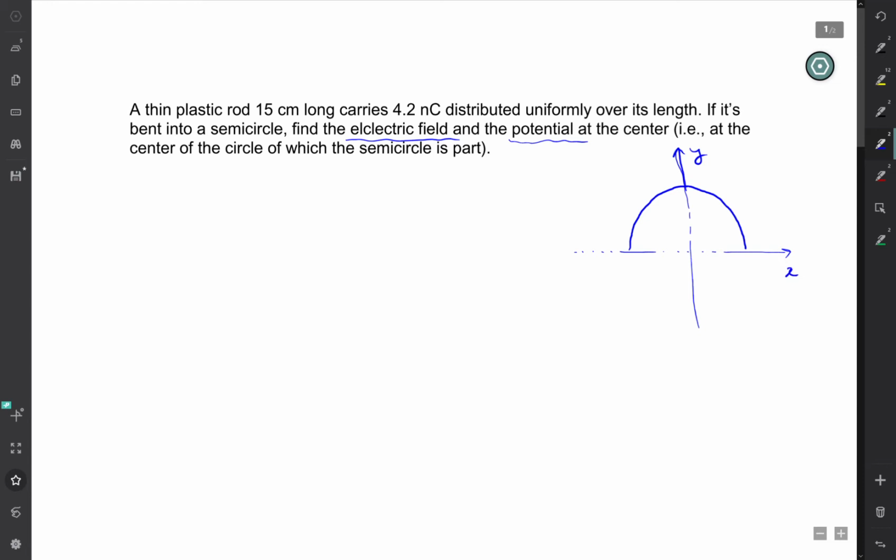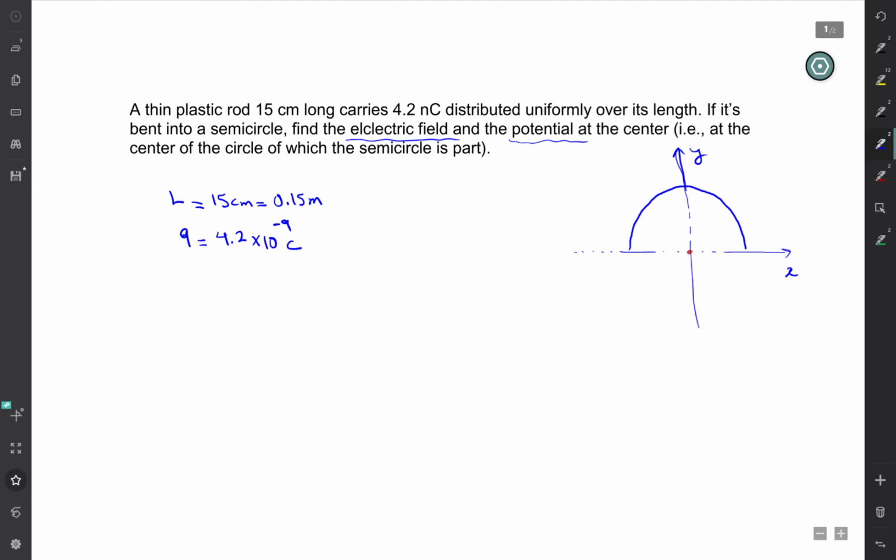The length of this semicircle, which is basically the arc length, is equal to 15 centimeters, and you can convert that into meters. So that's going to be 0.15 meters. The charge on this rod that is bent into a semicircle is equal to 4.2 nanocoulomb. You can convert it to coulomb by multiplying it by 10 to the minus 9. So we have the charge on it too. Perfect. So we are looking for the electric field at the center of the semicircle first.